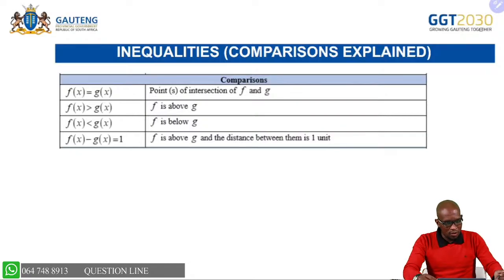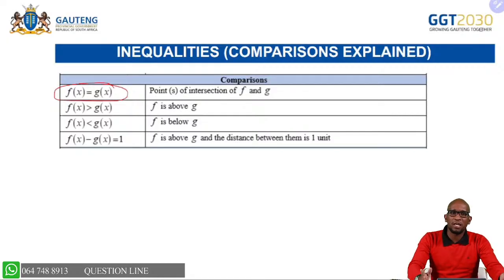Now, to start off our comparisons, we look at f of x equals to g of x. That is where the 2 functions are equal. That is the point of reference. You always start there. You always start where they are equal, and from where they are equal, they are then going to overlap. You need to study that overlap and be able to determine the region in which that overlap occurs according to the question that they want you to answer.